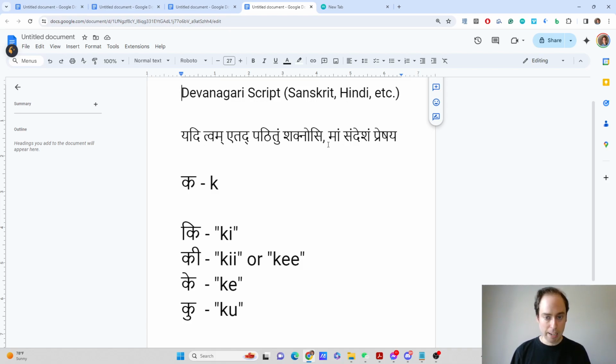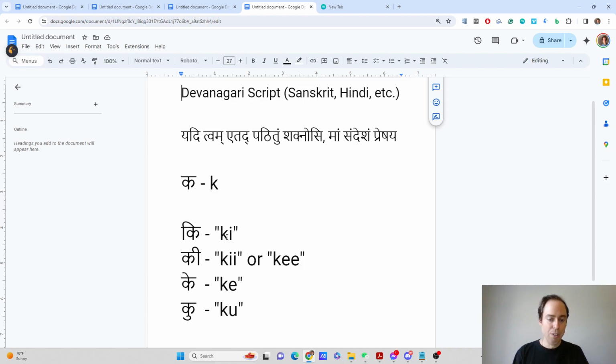So this is what a phrase of Sanskrit looks like. If I can read it, it says, Yadi tvam etad patitum shaknosi mam samdesham preshaya. And so you'll see that the consonant sound, for example, the K sound, looks like this. It's basically a letter with this horizontal line at the top. You'll notice that all the characters have horizontal lines at the top.